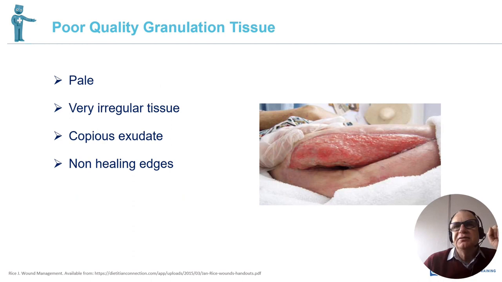Remember that if the tissue in the wound is pale, very irregular, there is exudate and the edges are not healing, so at the top you see that rolled edges that we talked about previously. This bleeds very, very easily. If you pass a piece of gauze on top of it, you'll see a little bleeding. This wound is highly infected. You need to treat the infection here.